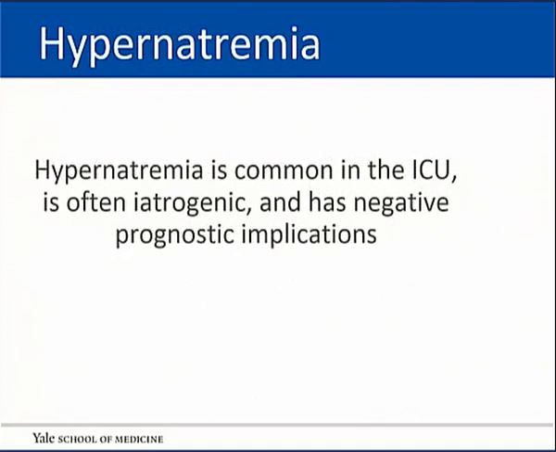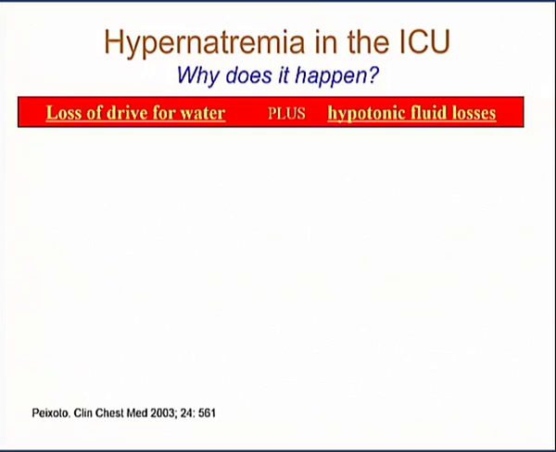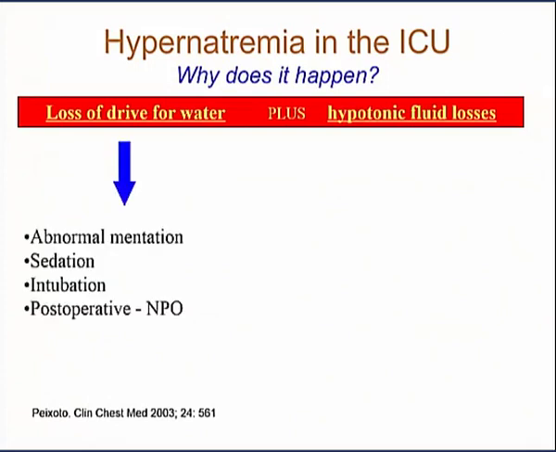Now, hypernatremia. I want to tell you that hypernatremia is common in the ICU and that it's often iatrogenic and it has negative prognostic implications. So why do people in the ICU get that? Because they have a loss of drive for water. They are often confused, they are sedated, they are intubated, they are NPO, so we are their thirst sensors. So we need to do that, and we often don't do a good job at that.